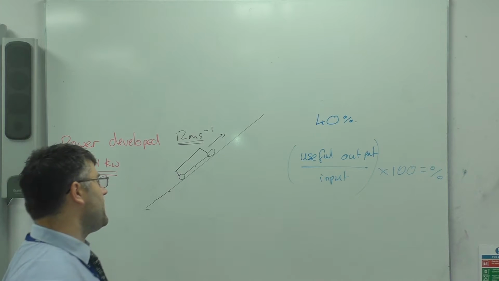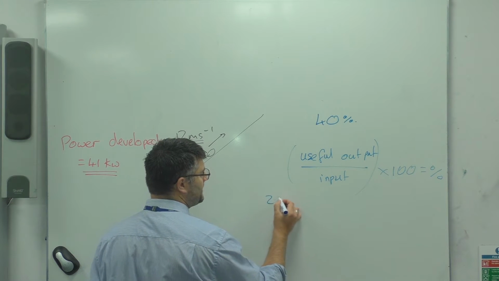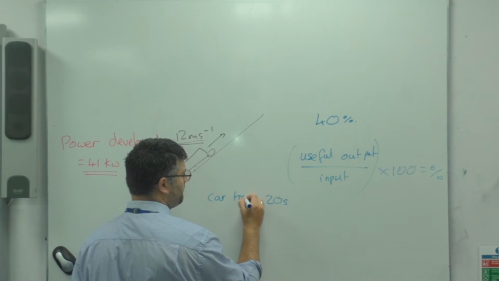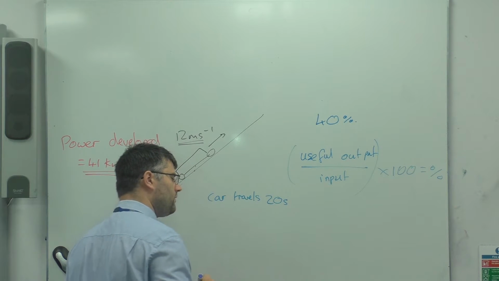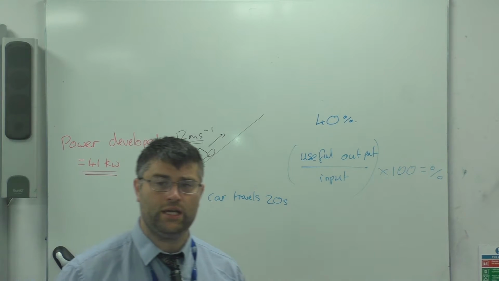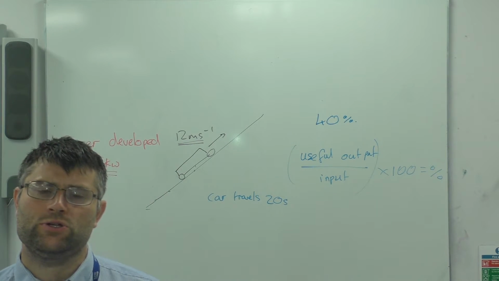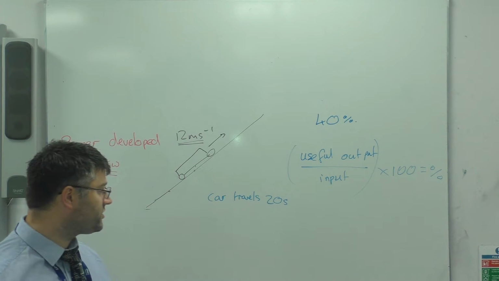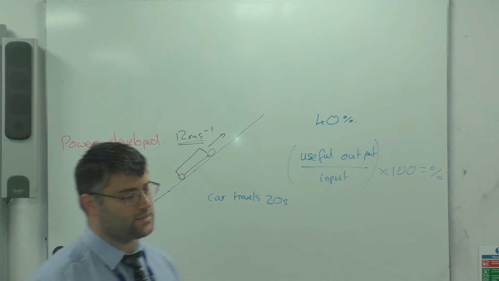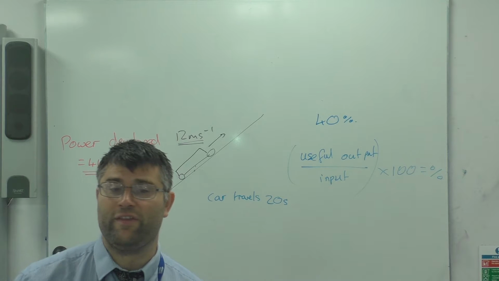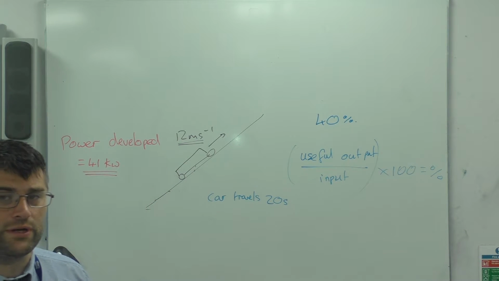And I'm about to say that the car travels for 20 seconds. Okay? How much energy must be used by the car in order to allow it to travel up the hill at constant speed for 20 seconds? If you want to pause the video and have a go at this and see if you got the answer right, great, but we'll work through it slowly but surely here.